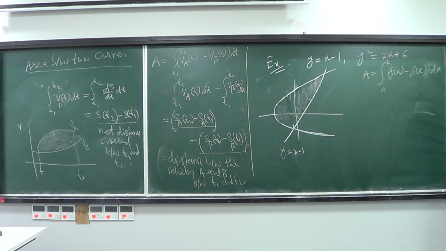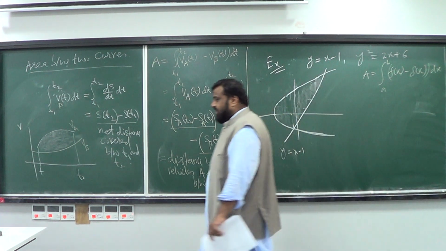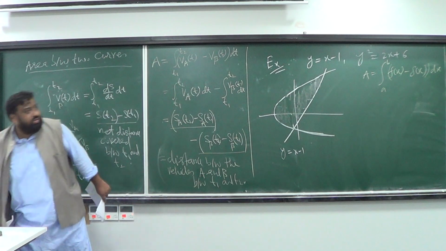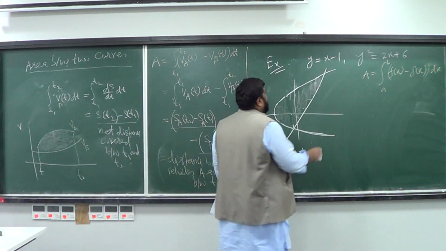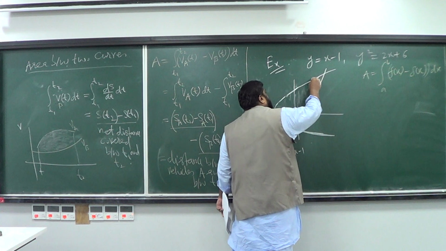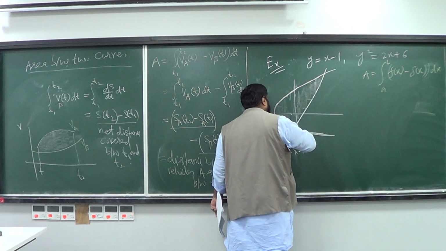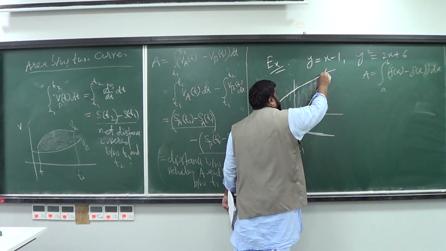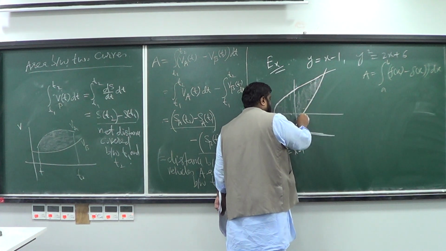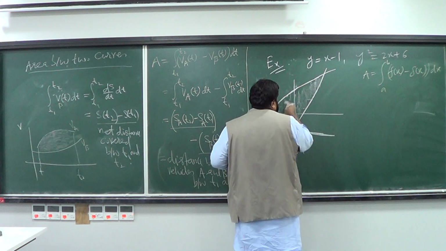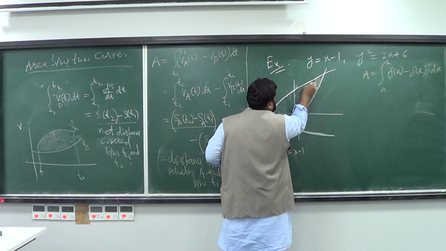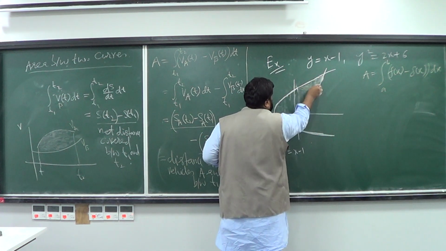we can play another trick. And that trick is, how about if I compute the area between this curve and this curve, but by going this way, this way.